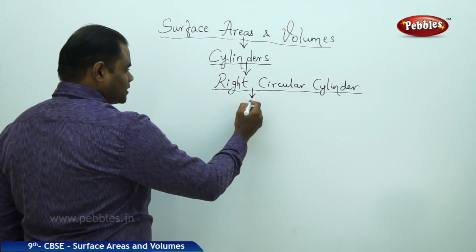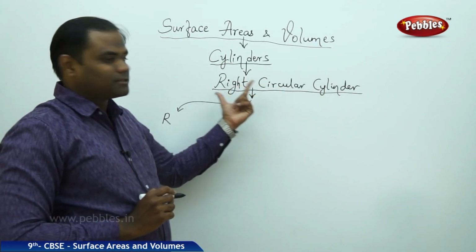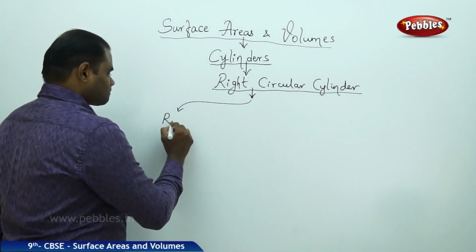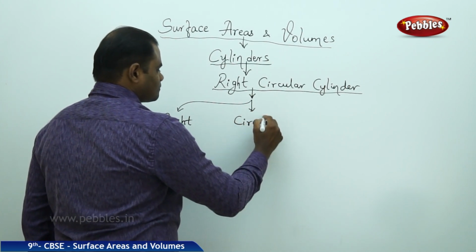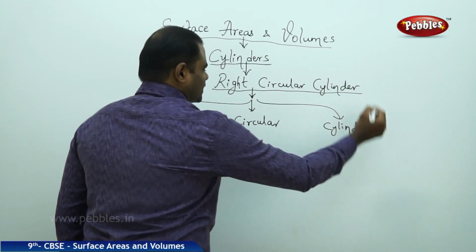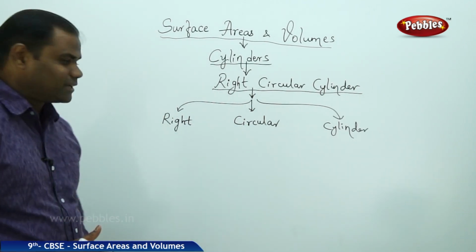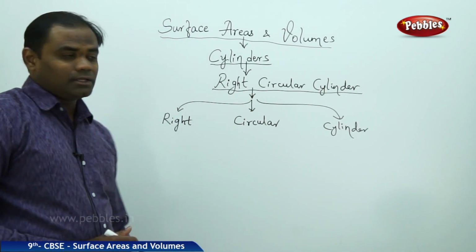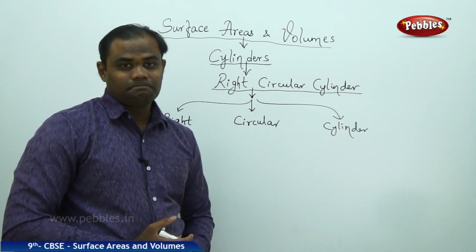So as I see right circular cylinder, I have three different things which I understand: the one which is right, the one which is circular, and the one which is, of course, a cylinder. So we differentiate a right circular cylinder into three classifications. One is this, this, and this. Let's understand each of these to understand the whole concept of a right circular cylinder.